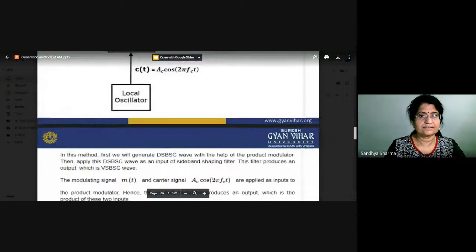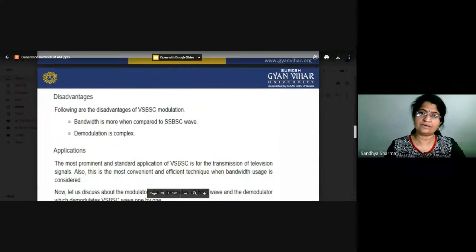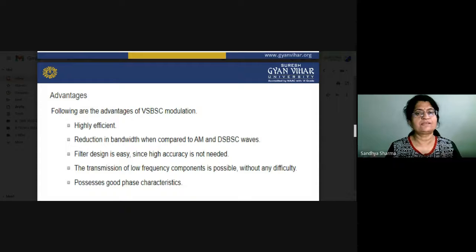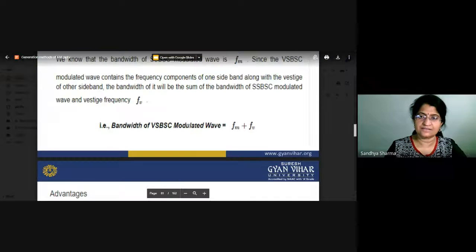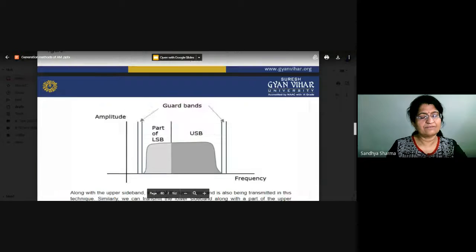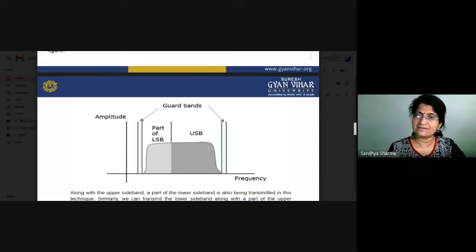So I think this topic is clear. Either you can transmit a suppressed carrier or you can transmit with the carrier. Both of these are applicable to VSB-SC, SSB-SC, and DSB-SC. The bandwidth requirement is also in between: less than DSB and higher than SSB.